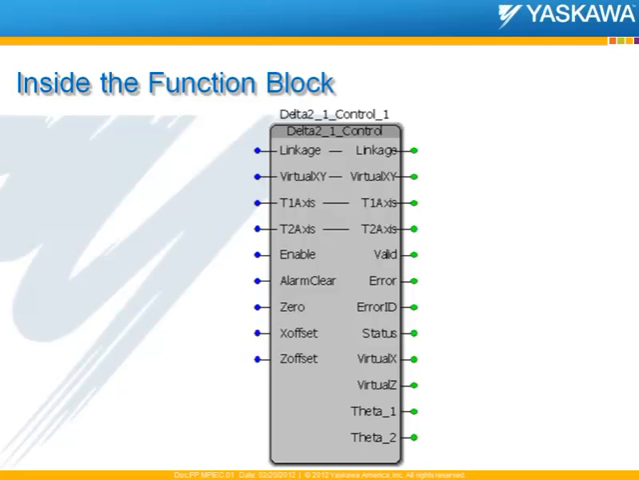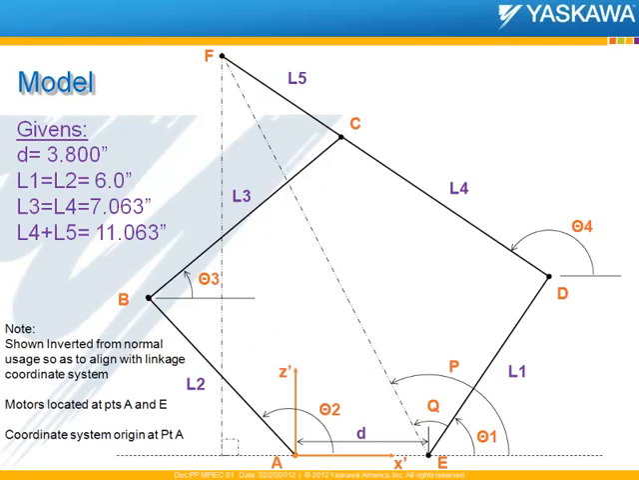So let's take you inside this function block and show you a little bit about what's inside of it. With any kinematic type exercise, we need to start with a model. So with our mechanism here, we build this and define it in terms of its linkages and angles. We show this inverted from the normal usage. Typically, this particular one is hung upside down so that items could be placed into the open top of a box, for instance, like in a case packer. But we chose it for simplicity to model it this way and define our angles with our motors located at point A and point E down at the bottom.